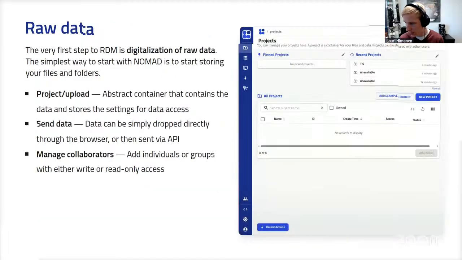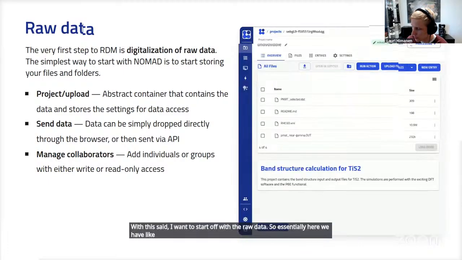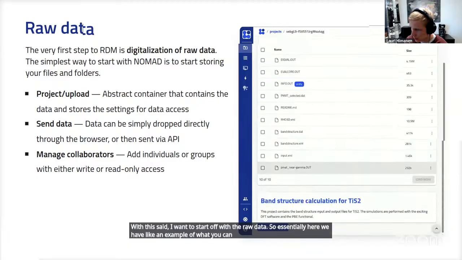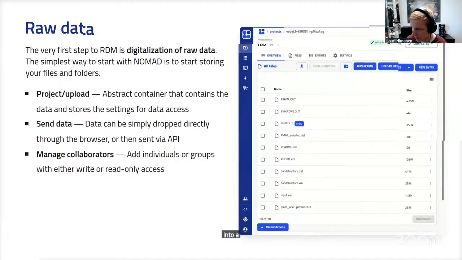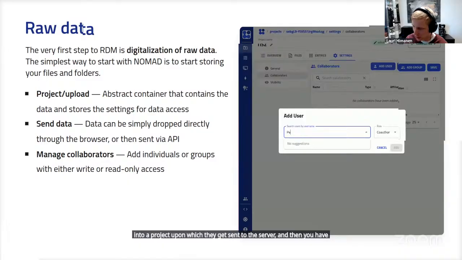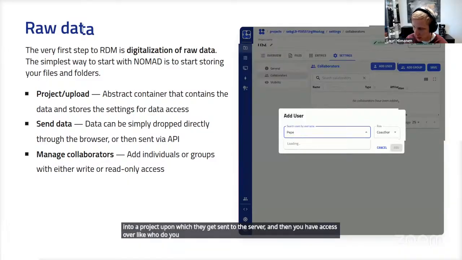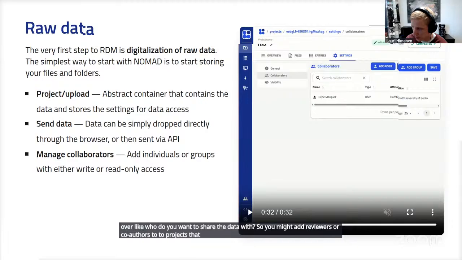With this said, I want to start out with the raw data. So essentially here we have an example of what you can do with Nomad. You can just drop your files into a project, upon which they get sent to the server, and then you have access over who you want to share the data with. So you might add reviewers or co-authors to projects that you have created.